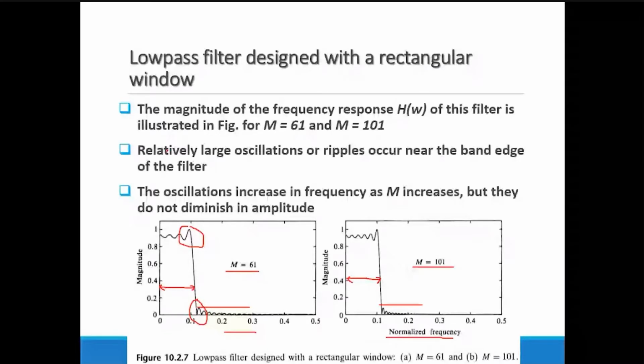Okay, so the oscillation increases in frequency as M increases. As we increase the M value, what happens? These oscillations or ripples increase, but they do not diminish in amplitude. Though their number, or you can say the size of these ripples, is increased. So compared to this, you can see you are getting a greater number of ripples. As we increase M, the ripples will increase. Okay, can anybody tell me why, when we increase the value of M, we are getting more ripples?